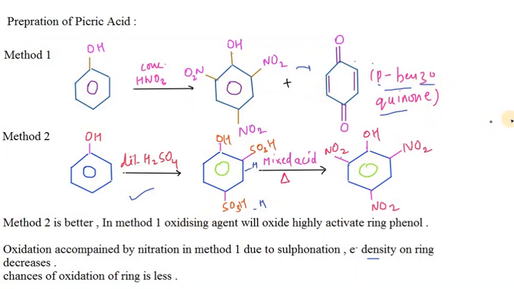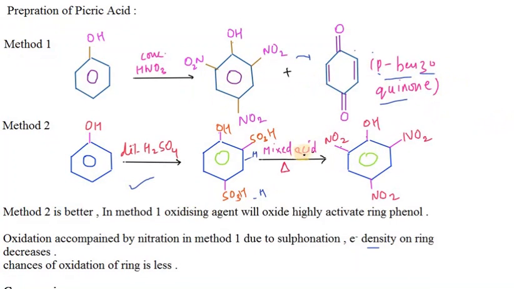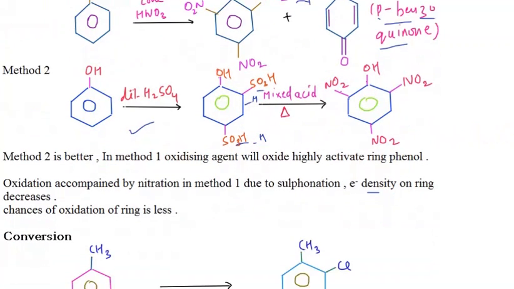So here if we see the next compound, the SO3H is a minus M group, which is reducing the electron density. So when we use mixed acid, it is going to form the picric acid.